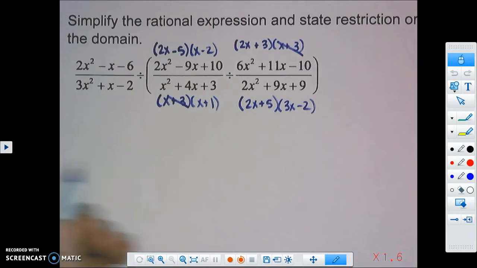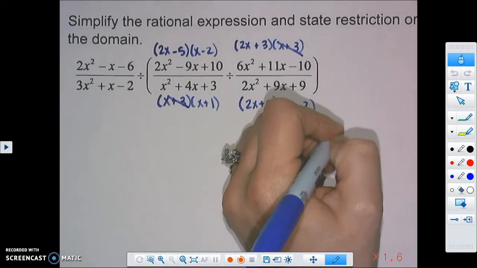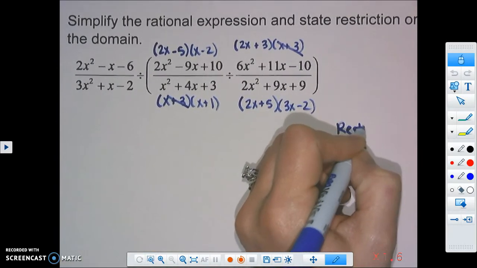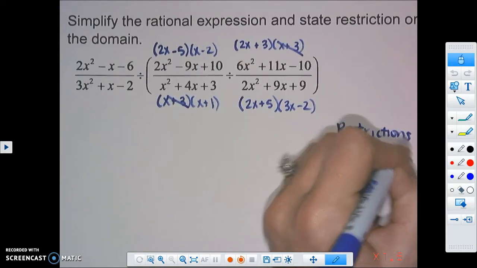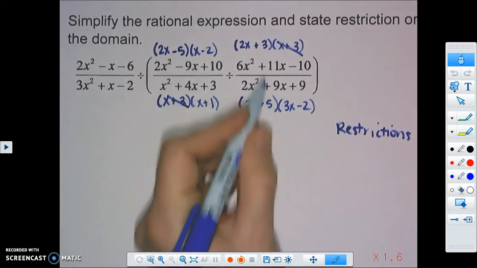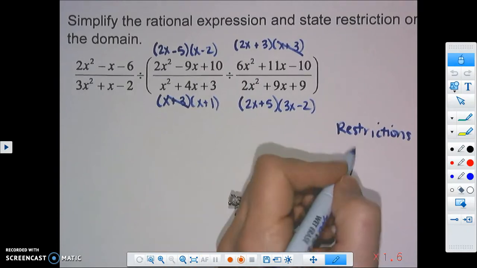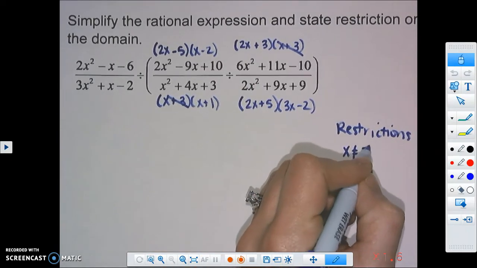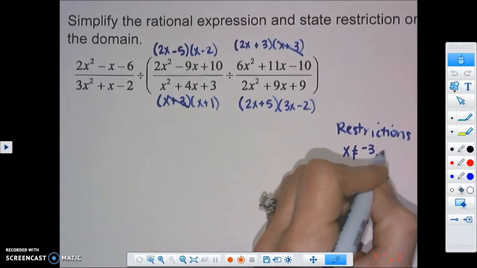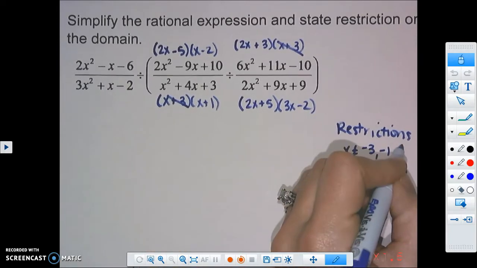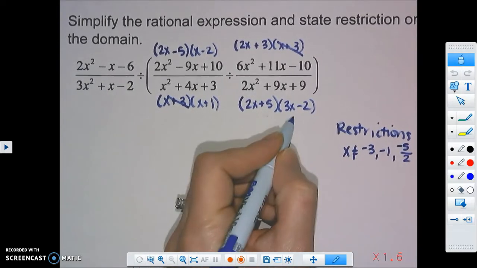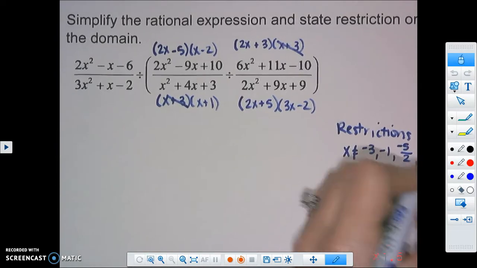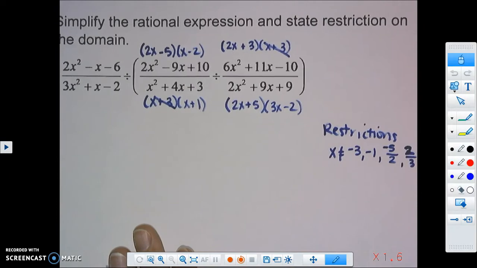Okay? And I'm going to start finding our restrictions here before things get too messy. So we need bottom, bottom, top for the restrictions. So we have x can't equal -3, -1, -5/2, positive 2/3. Oops, and that's going off the screen for y'all.